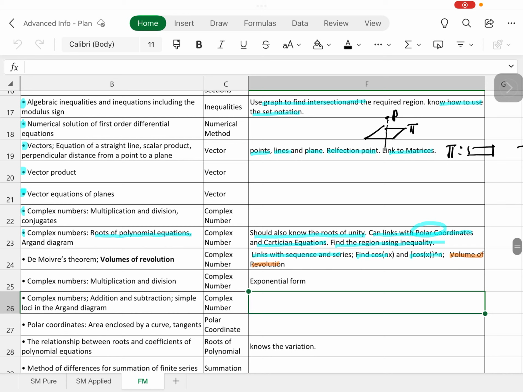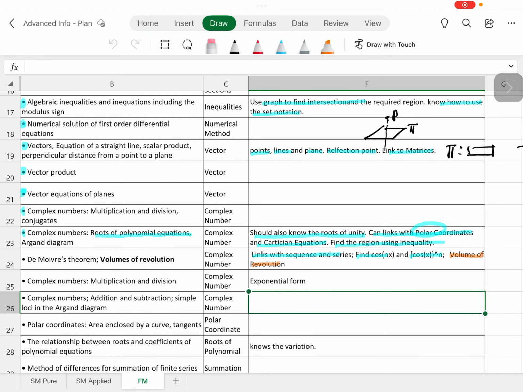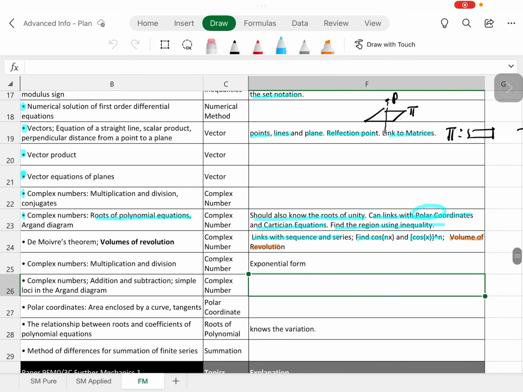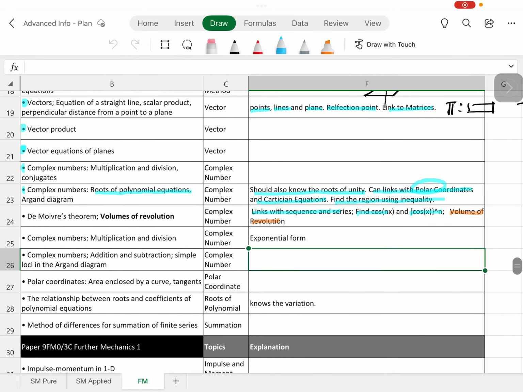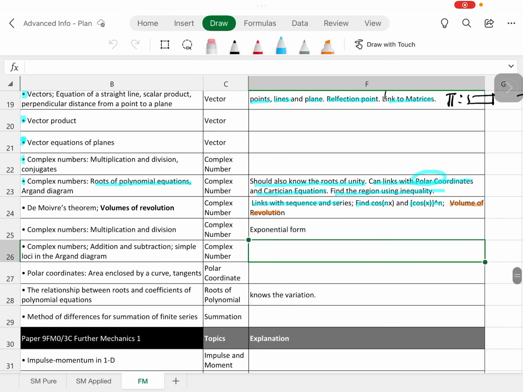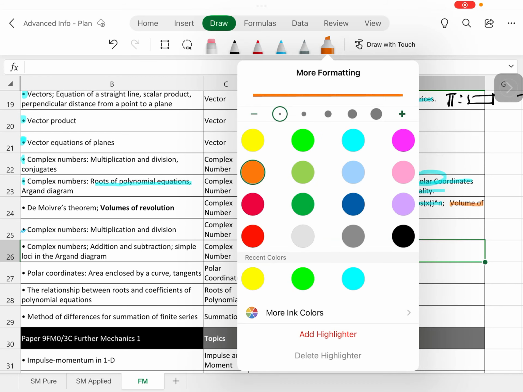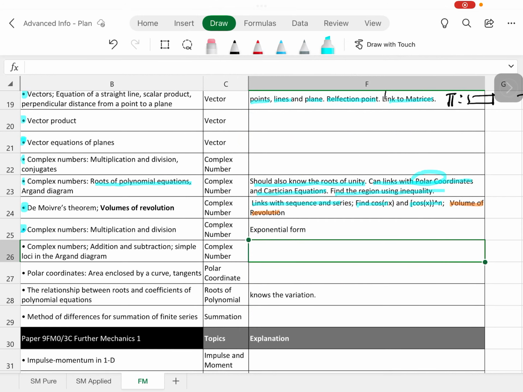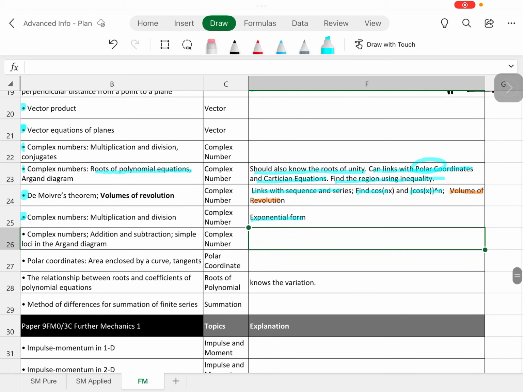Okay, so next one would be still complex number, addition and multiplication, division. Yes, this belongs to CP2 now. So you just need to know how to apply the exponential form, okay? So that's that. Then complex number, same thing, CP2 addition, subtraction, simple loci in the Argand diagram. Yes. Move on. Polar coordinates.